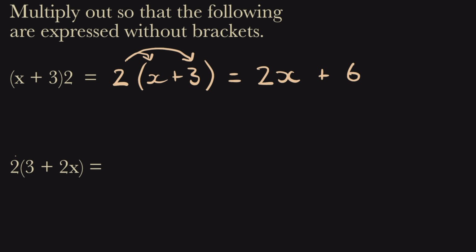For the second one, we're going to do 2 times the first part of the brackets, so 2 times 3, which is 6, and then 2 times the second part of the brackets. So 2 times 2x is going to be 4x.